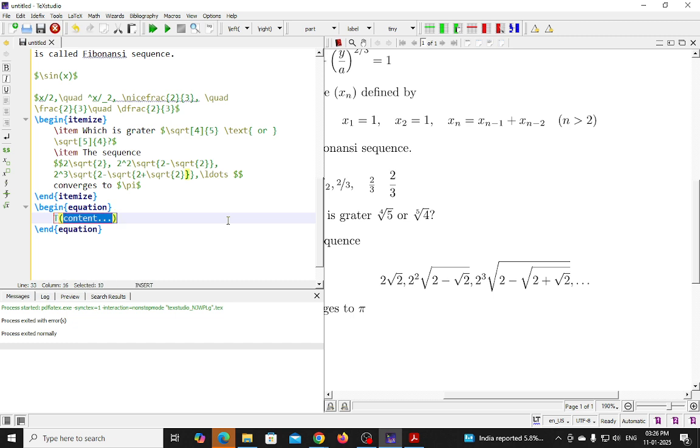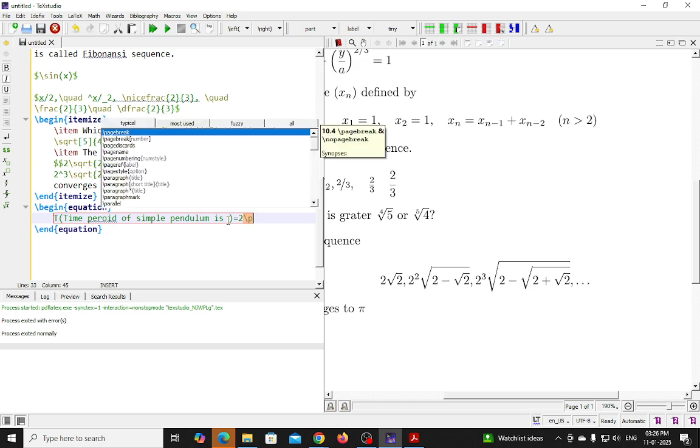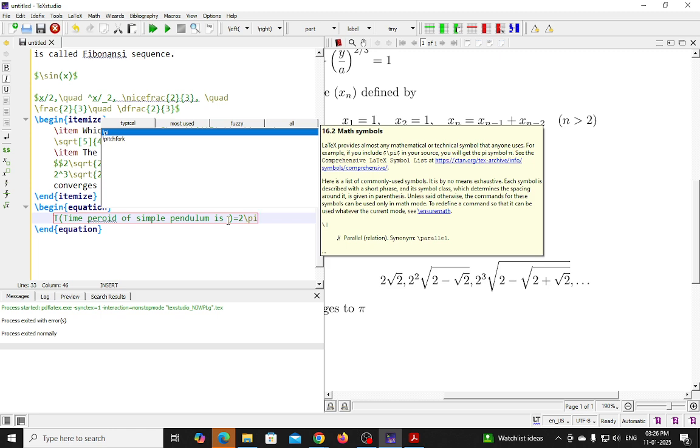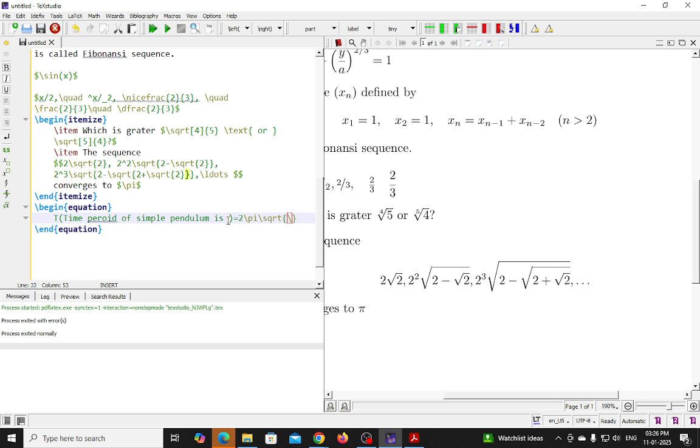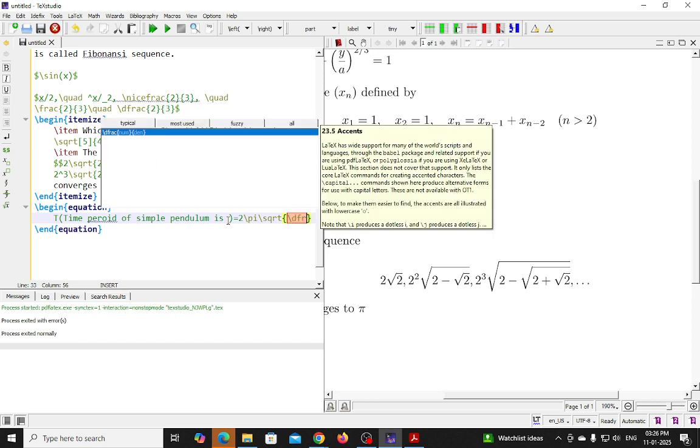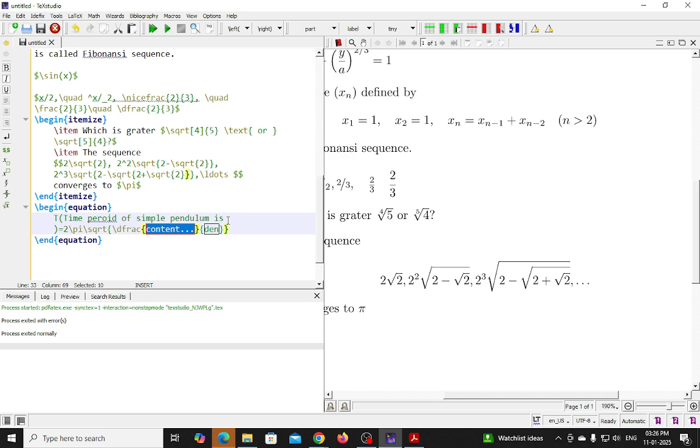I will type that equation. T in bracket, time period of simple pendulum is bracket complete, equal to 2 pi, for pi backslash pi. After that we are having a square root, under the square root we are having a fraction, and I will use the fraction as dfrac. Fraction, numerator is L and the denominator is g.